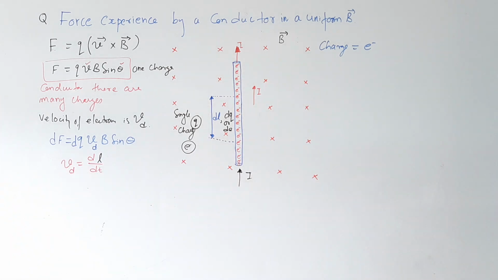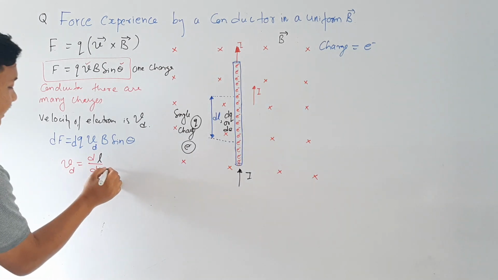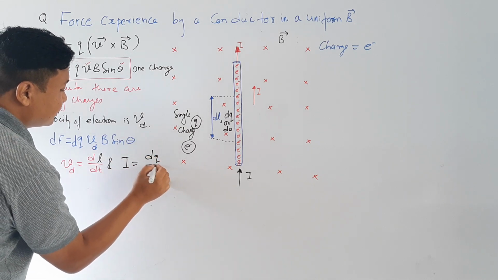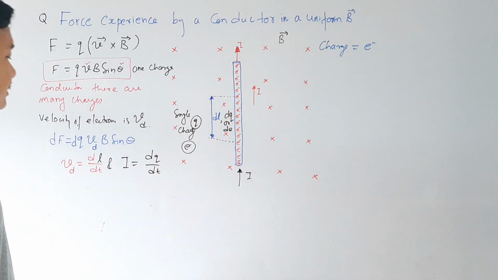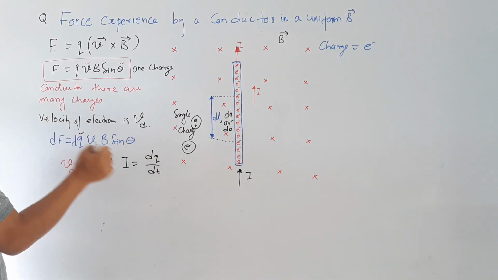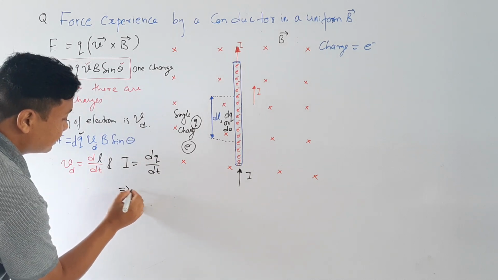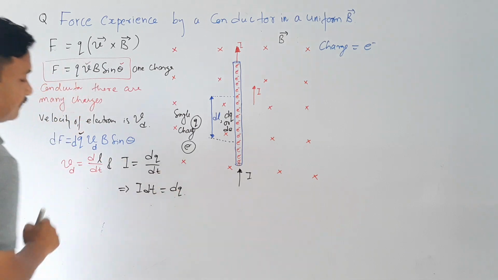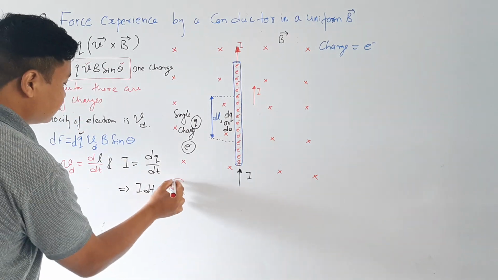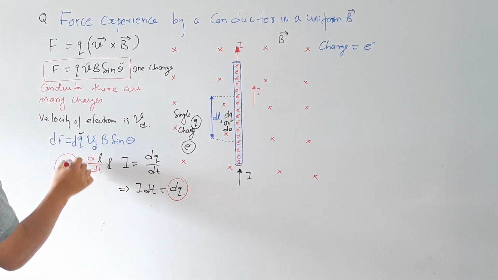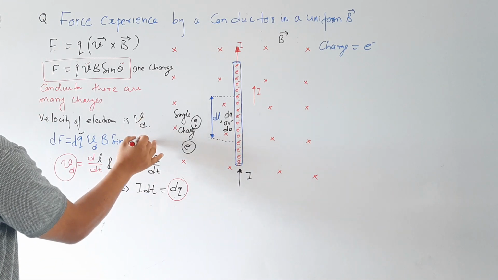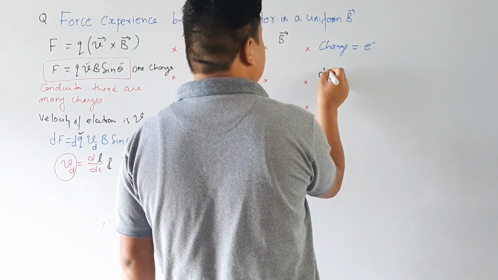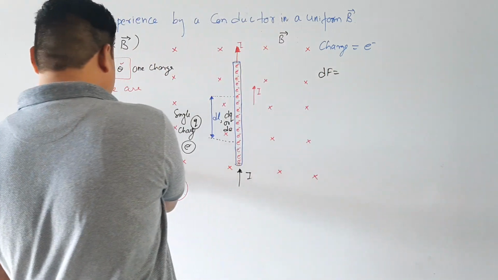So I got vd. And I know what current is. The current is equal to dq by dt, the rate of flow of charges. And here I need dq. So this implies I dt is equal to dq. So I get the value of dq, and I get the value of velocity. Let me put this in equation 1. Then I will get dF equal to how much? dq, dq is how much?